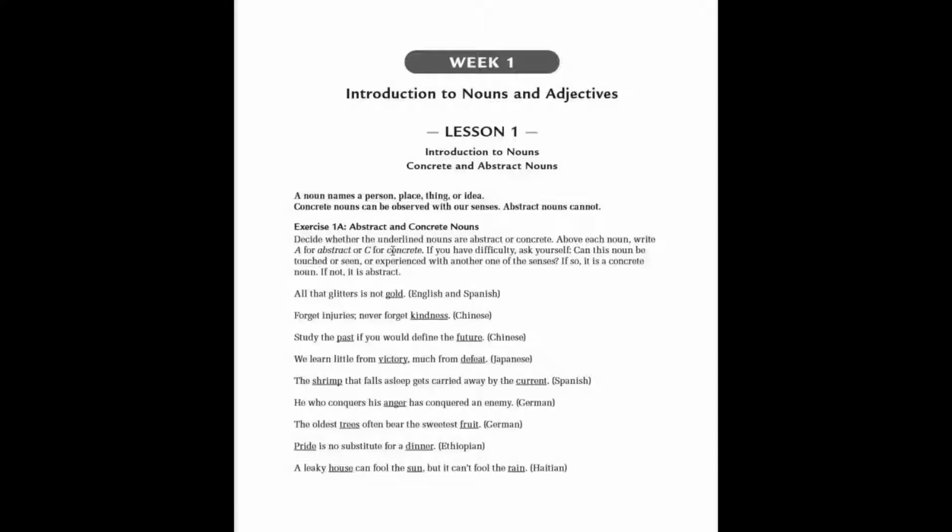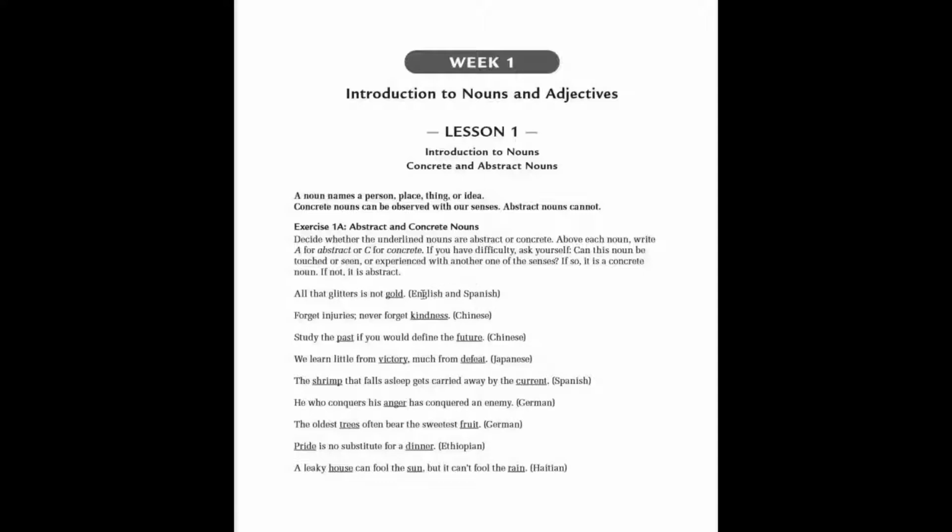Decide whether the underlined nouns are abstract or concrete. Above each noun, write A for abstract, C for concrete. If you have difficulty, ask yourself, can this noun be touched or seen or experienced with another one of the senses? If so, it is a concrete noun. If not, it's abstract. All right, so that's what you're going to do on these.